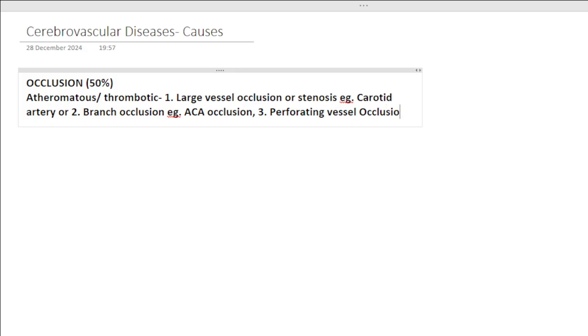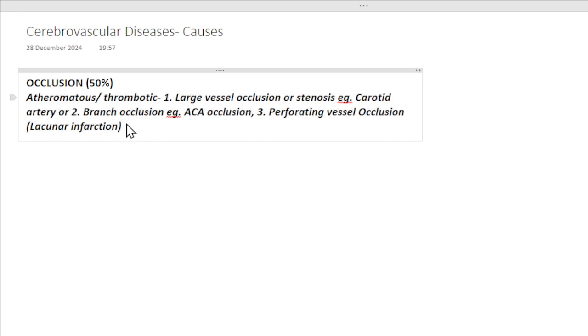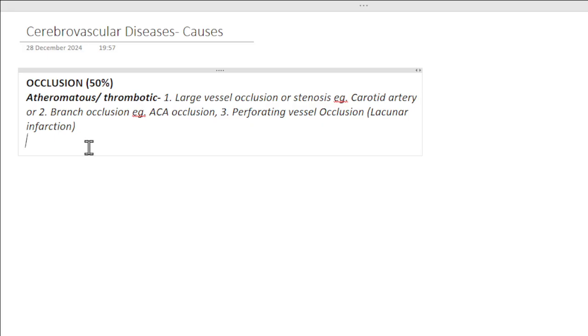Whatever I am teaching you, just try to print in your mind, because based on this we are going to discuss in great detail in coming days. Like lacunar infarction. Just see, occlusion and this much has come. So in occlusion it was atheromatous. Now we are going to see non-atheromatous.